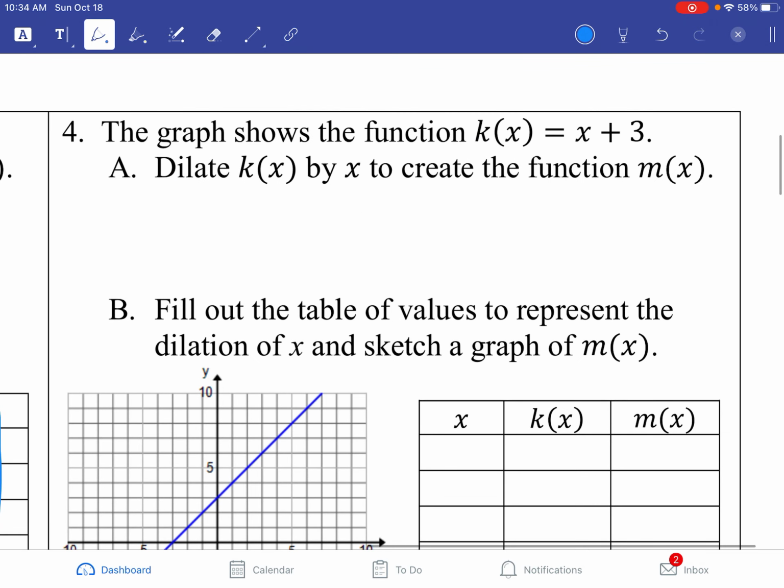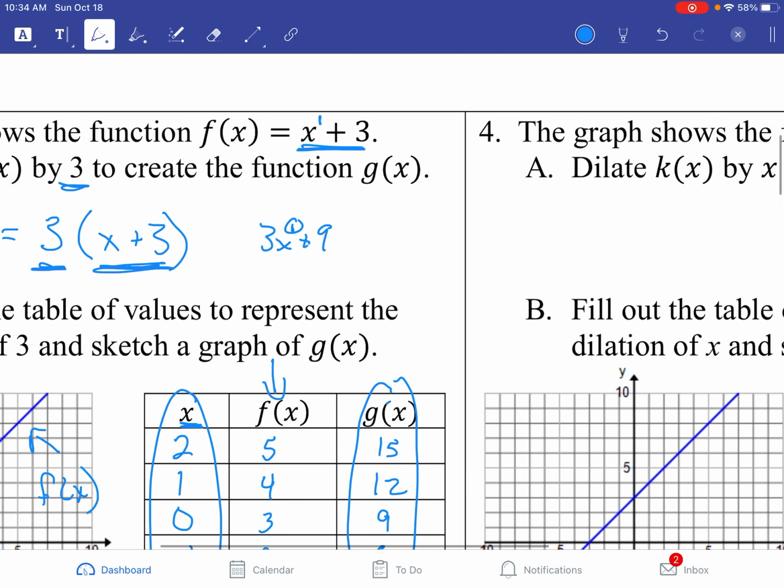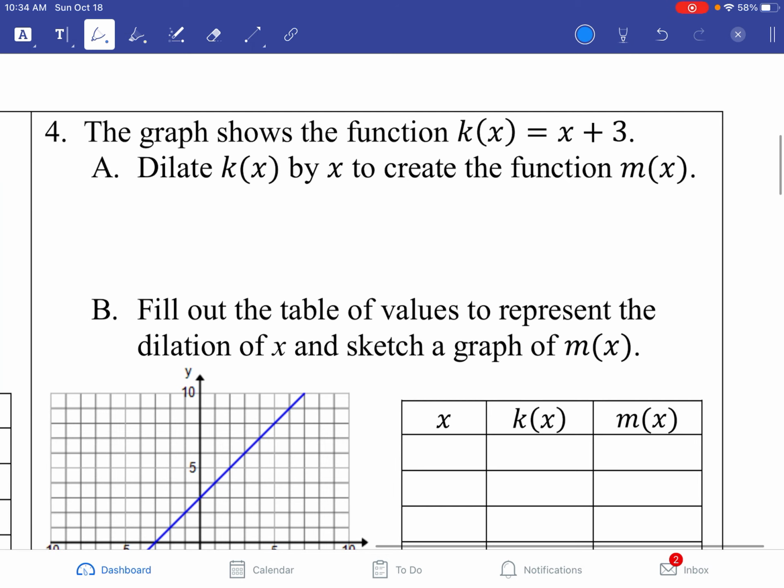So this, number 4, it says, graph shows the function k of x equals x plus 3. So notice the two functions we're dealing with, f of x and k of x, are the same values, x plus 3. But in this case, we're going to dilate k of x by x to create the function m of x. So here's m of x. We're going to multiply x plus 3 by x. Okay, so it's a little different now. We're not multiplying by 3, we're multiplying by x.